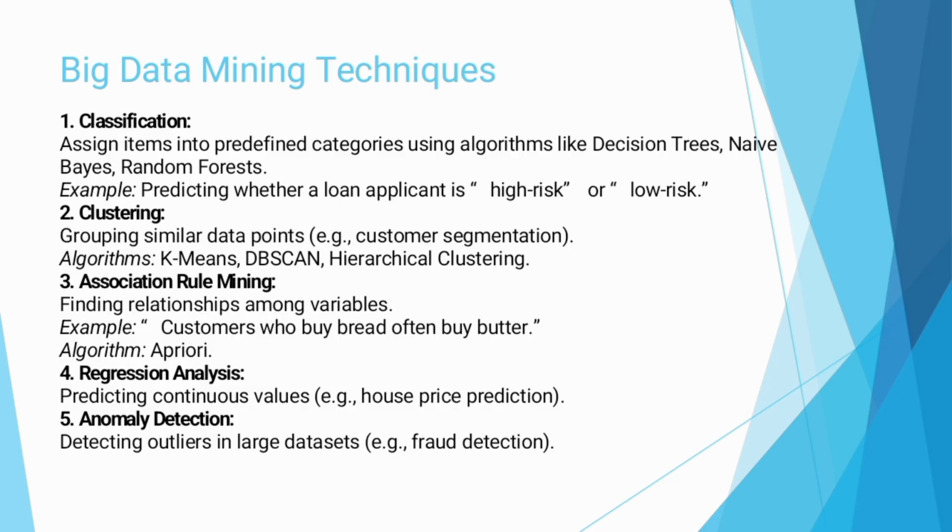Fourth is regression. It helps predict a continuous value like house price or sales revenue based on other variables. Fifth is anomaly detection, identifying outliers or unusual patterns. For instance, detecting credit card fraud or network intrusions. These techniques allow organizations to uncover deep insights hidden in massive datasets.